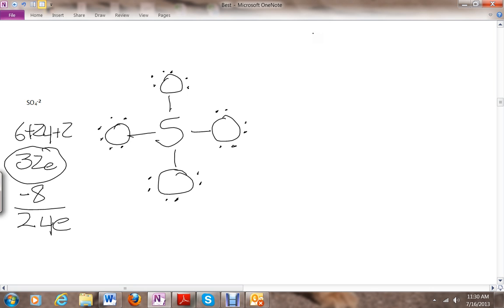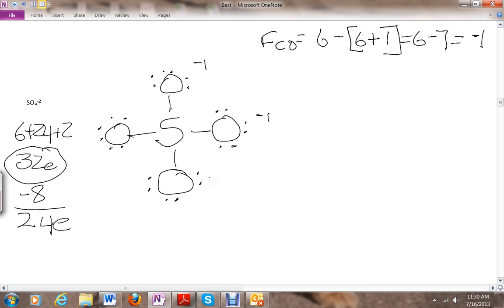Okay, so now we go to the formal charge of oxygen, which we have already been doing. So 6 minus 6 unshared, plus 1 bond is going to be 6 minus 7, which is going to be minus 1. So all of these oxygens are identical: minus 1, minus 1, minus 1.